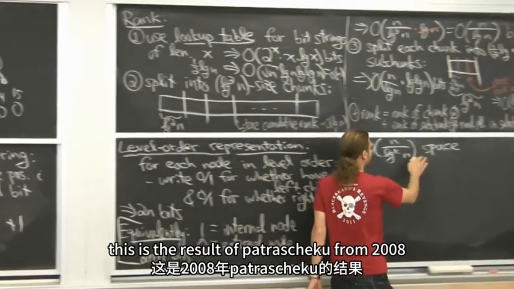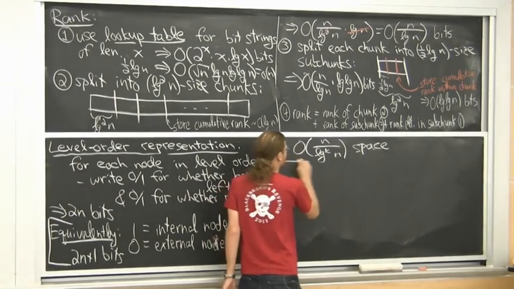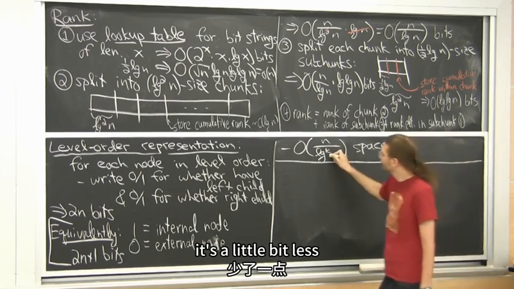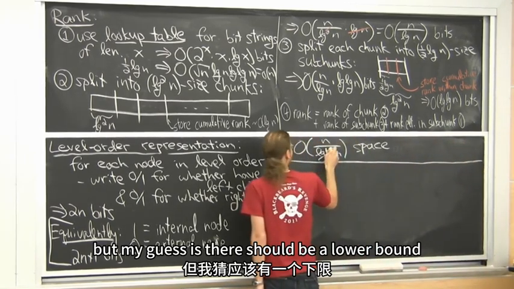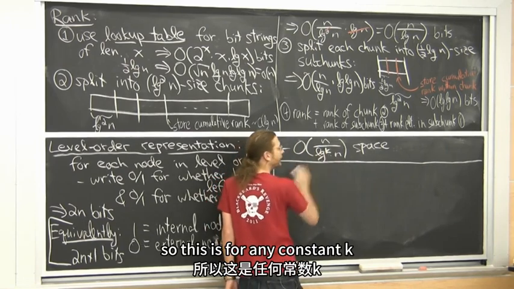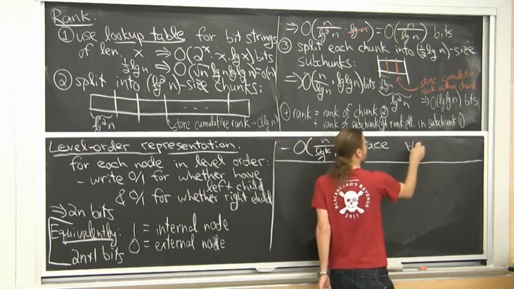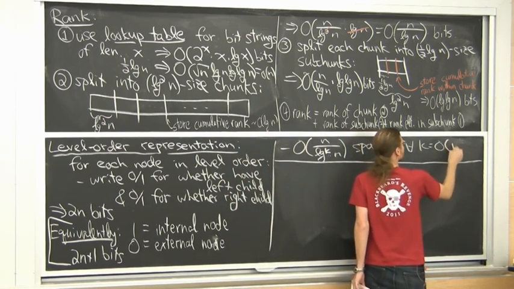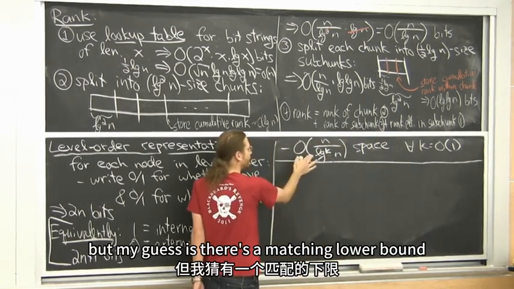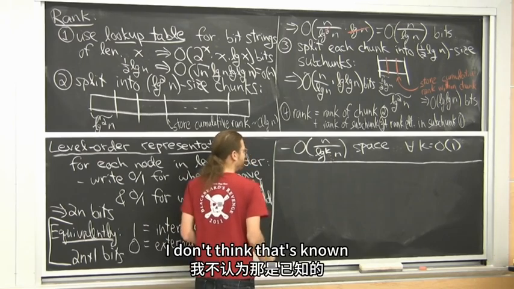This is a result of Petrashku from 2008. I'm not going to go into how it's done, but if you're interested, it's a little bit less. It would be nice to do better, but my guess is there should be a lower bound with constant, so this is for any constant k. It would be nice to do better, like a square root of n or something, but my guess is there's a matching lower bound. I don't think that's known.